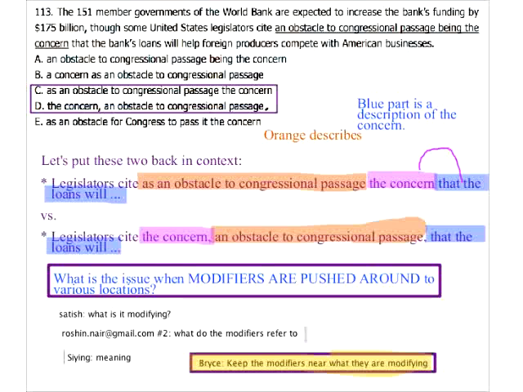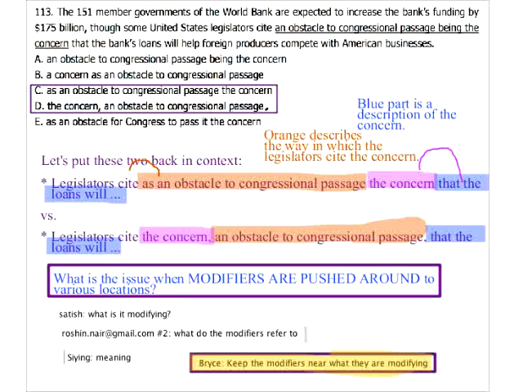The orange does. So you should put that reasonably close to the word cite. Because, you see, they cite it as an obstacle. So this means how are they citing it? Well, so you want that next to cite. So either one of these things, but especially the concern that the loans will do whatever, you don't really want to break that up if you can help it, because that's what the concern is. This is needlessly opaque and hard to penetrate.